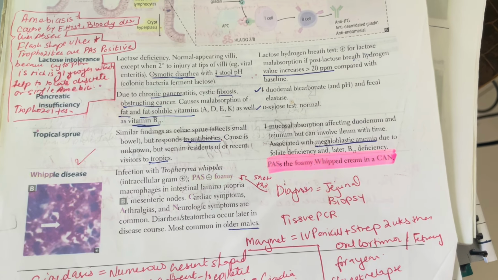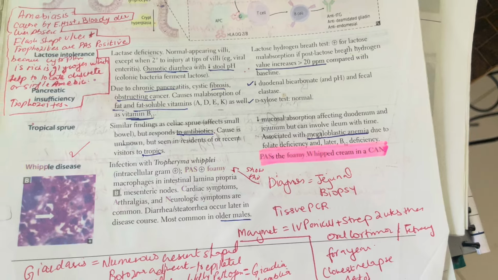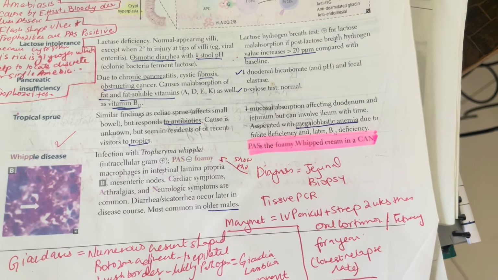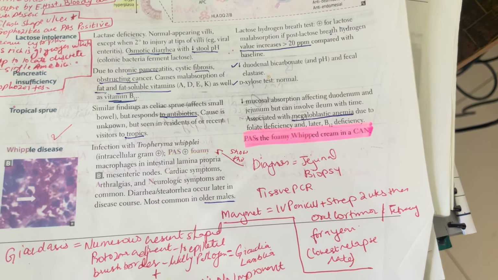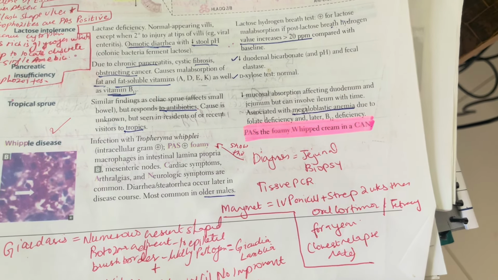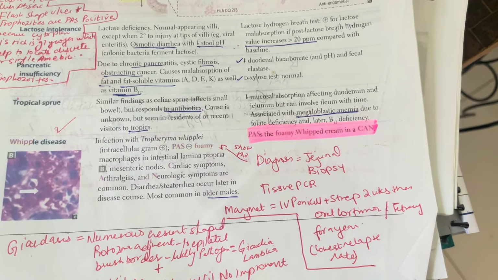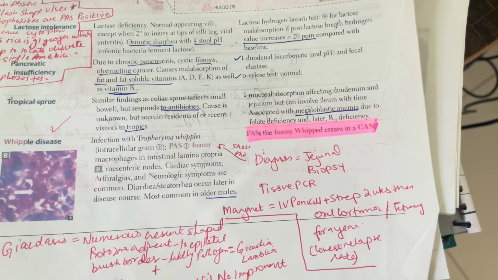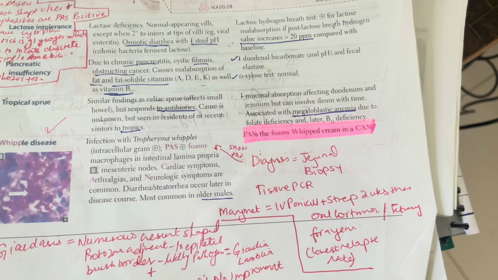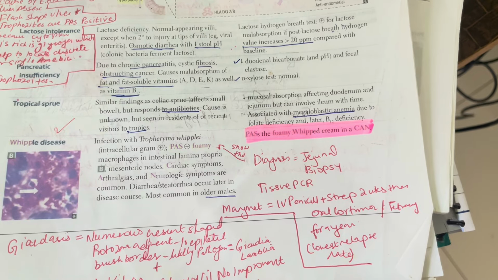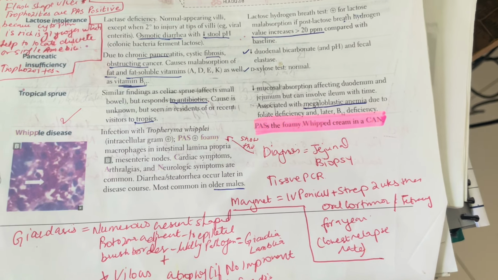Then we have Whipple disease. Whipple disease is actually an infection with the Whipple intracellular gram-positive organism. There are PAS-positive foamy macrophages in the intestinal lamina propria. Cardiac symptoms, arthralgia, and neurological symptoms are very common and usually occur in older males. A mnemonic for this disease is: Pass the foamy whipped cream in a can.